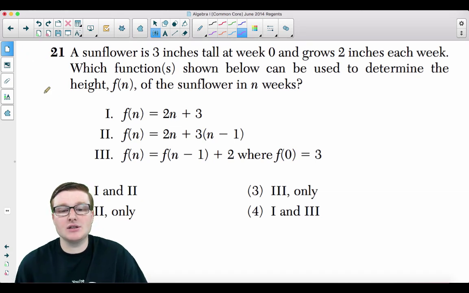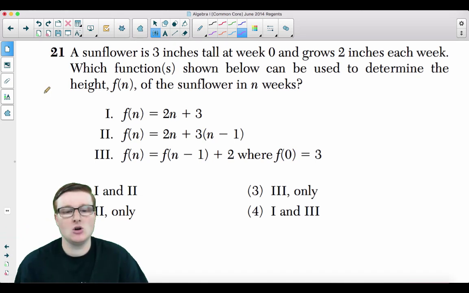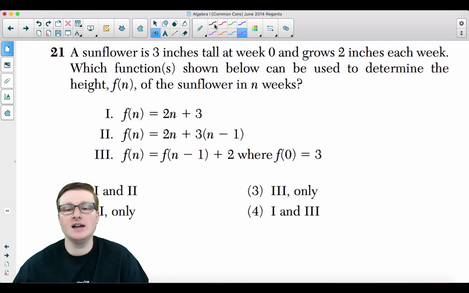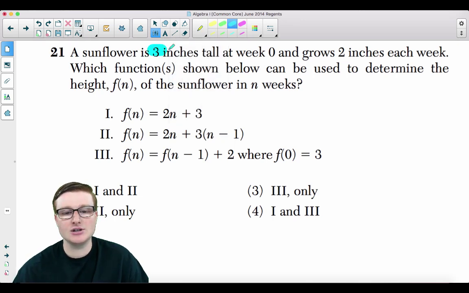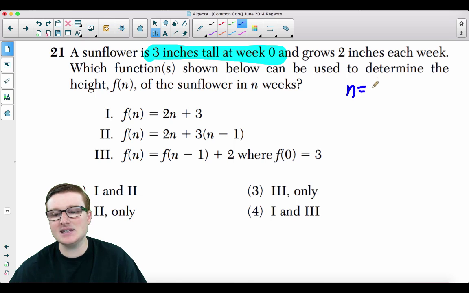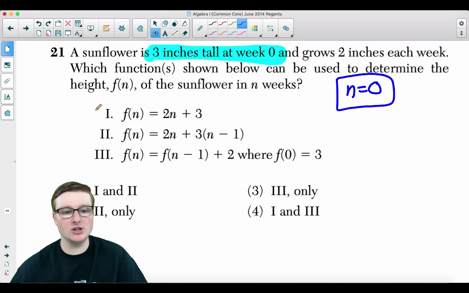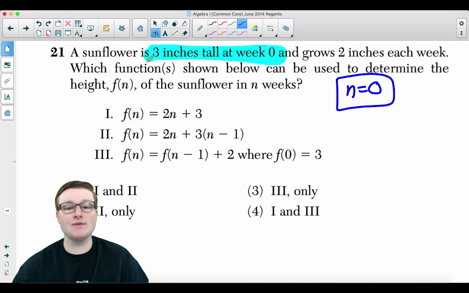21. A sunflower is 3 inches tall at week 0 and grows 2 inches each week. Which function or functions shown below can be used to determine the height f of n of the sunflower in n weeks? Okay, this is so critically important. It says it's 3 inches tall at week 0. So that means if you plug in n is equal to 0 for the 0 week in all these functions, 1, 2, and 3, you have to get an answer of 3.